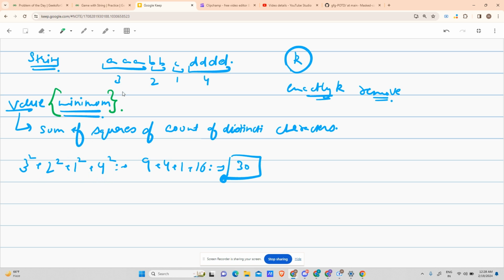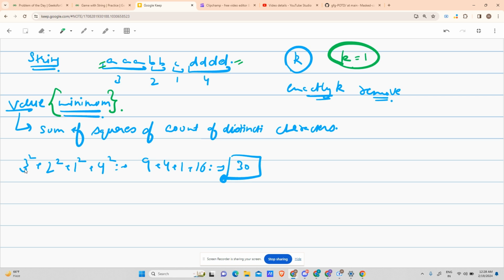Like in the above question, suppose my k is 1. So what should I decrease? Which value should I decrease: 3, 2, 1, or 4? Which value should I decrease such that the value becomes minimum? I only have to remove one character.